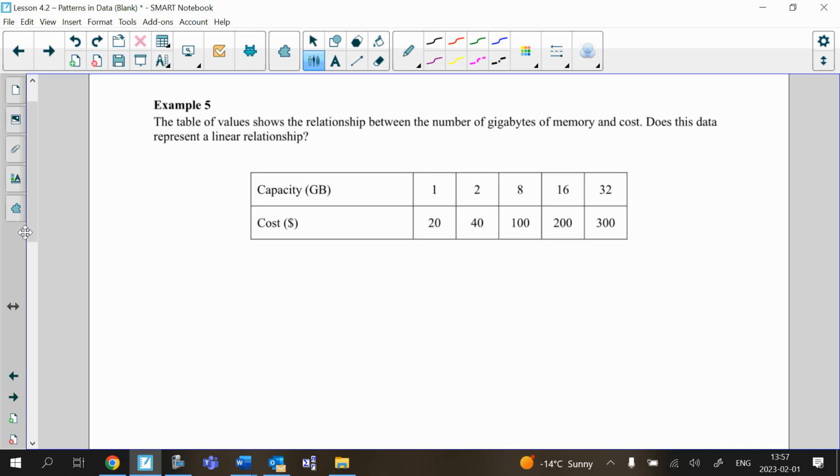So what's the rate of change of the first pair? It's the second dependent minus the first dependent over the second independent minus the first independent, which gives me 20 over 1, which gives me 20. So that's a rate of change of 20, or in other words, as the independent increases by 1, the dependent increases by 20. Next pair.